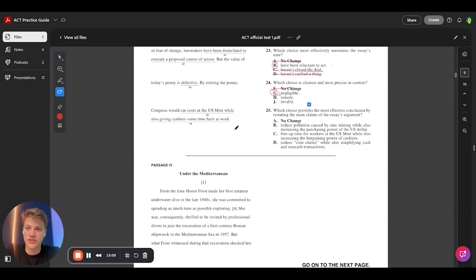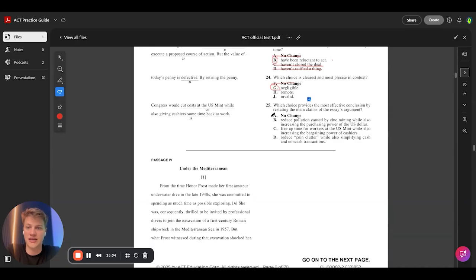By retiring the penny, Congress could cut costs at the U.S. Mint while also giving cashiers some time back at work. Which choice provides the most effective conclusion by restating the main claims of the essay's argument? Could cut costs at the U.S. Mint while also giving cashiers some time back at work. That sounds like it's going to be the correct answer, but let's examine B, C, and D just to be sure.